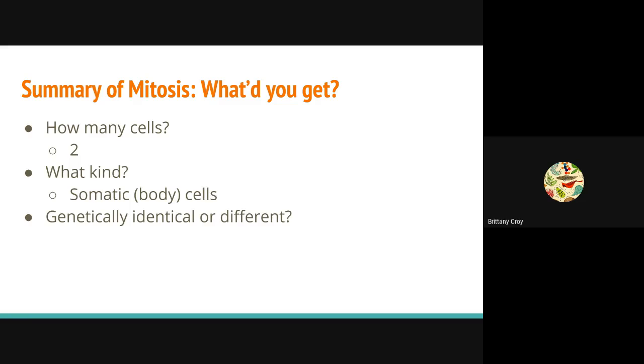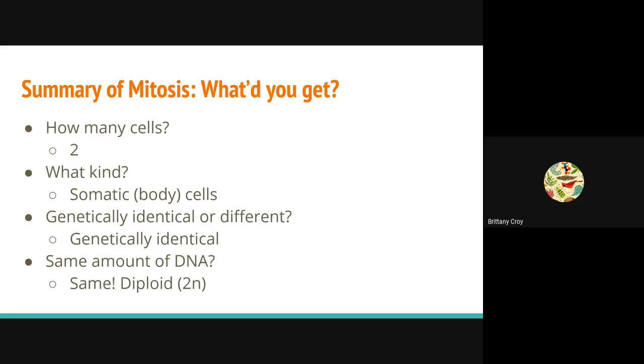Are the cells produced genetically identical or different? They should be genetically identical. That's why we copied DNA during interphase. We wanted to have the same set of DNA for the new cells. Is the same amount of DNA in each cell? Yes, as long as everything went well. We produce a diploid cell, which means it has the full set of chromosomes.